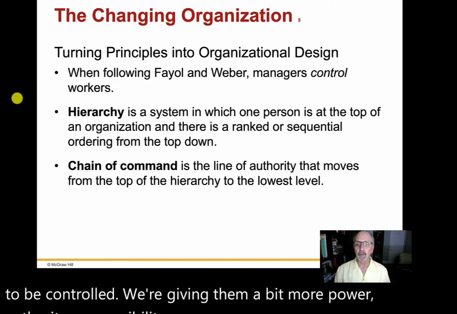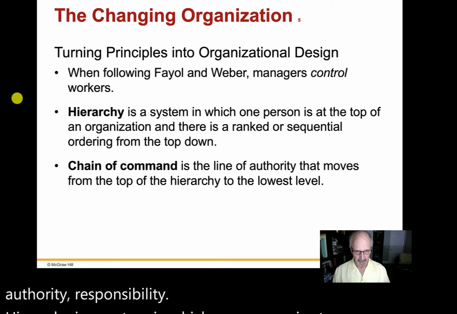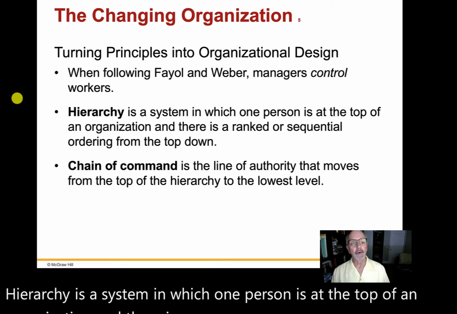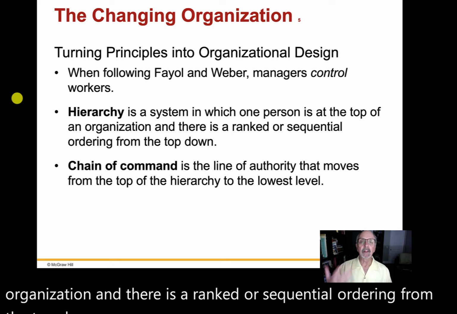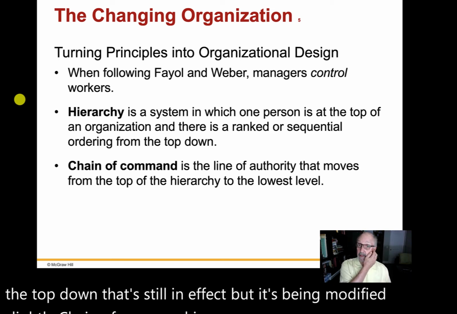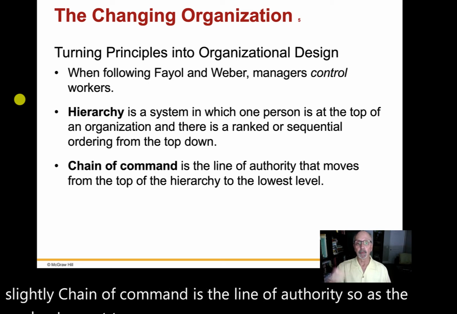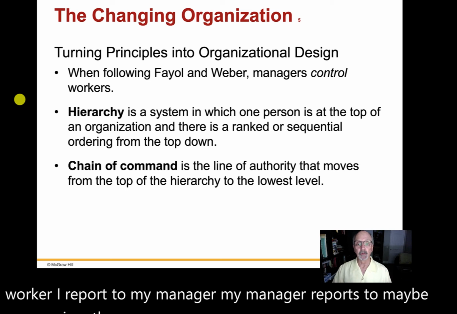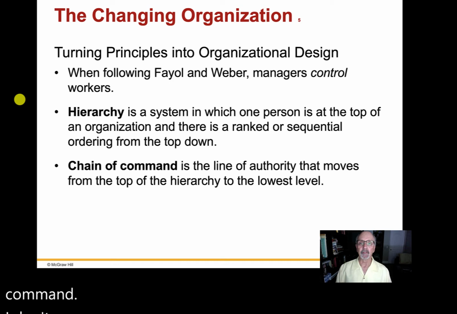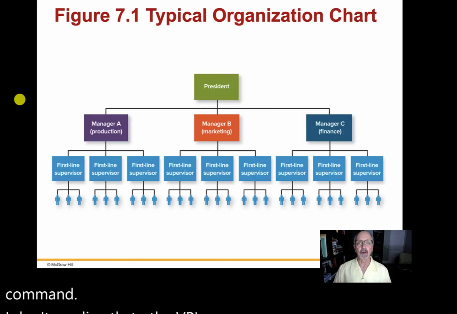Hierarchy is a system in which one person is at the top of an organization and there is a ranked or sequential ordering from the top down. That's still in effect, but it's being modified slightly. Chain of command is the line of authority. So as the worker, I report to my manager, who reports to maybe a supervisor, the supervisor maybe reports to a VP. That's the chain of command. I don't go directly to the VP. I have to go to the person just above me.